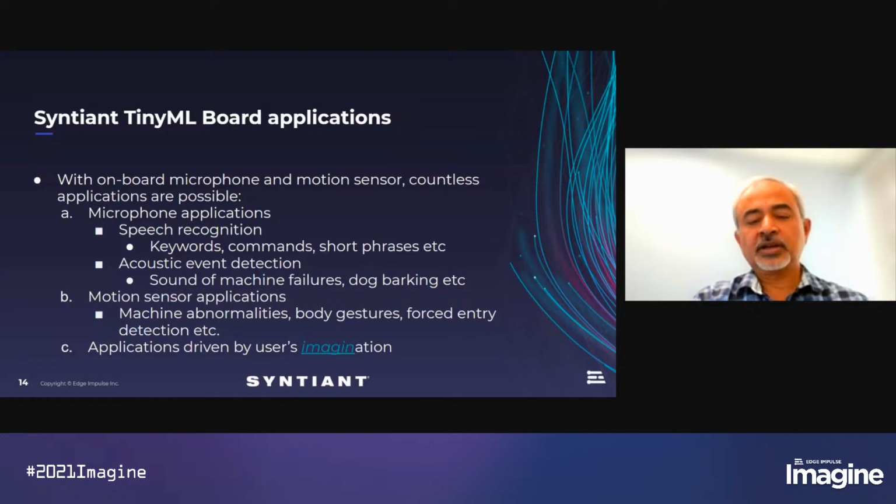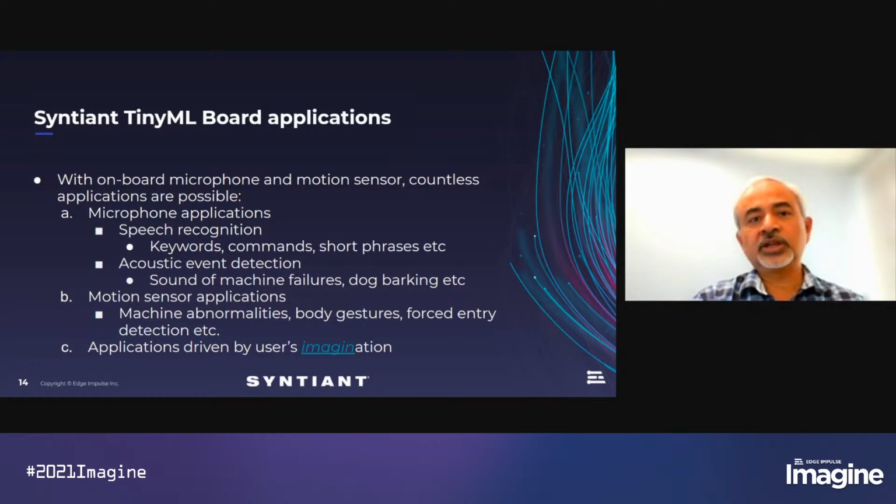So I'm just coming to conclude this presentation. I should not be really putting a mental block, because with the microphone and motion sensor, there are just too many ways you can use it. But to just name a few, you can use the microphone for speech recognition. So that's an easy thing. Most people are already doing it. Keyword detection, commands, short phrases, those things are easily done on this one.